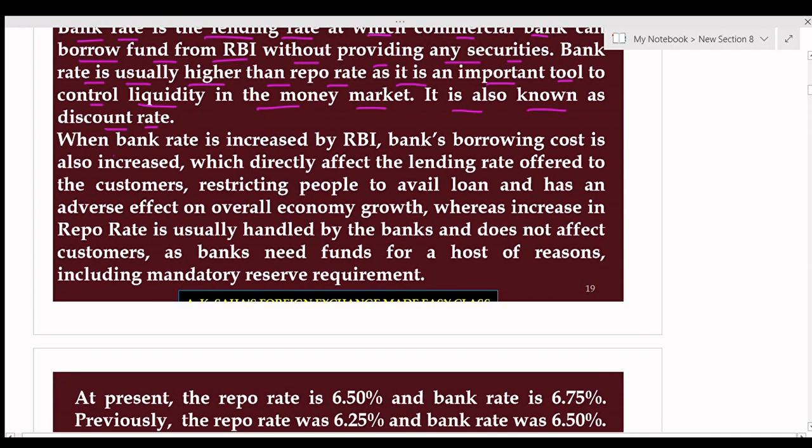When bank rate is increased by RBI, banks' borrowing cost is also increased, which directly affects the lending rate offered to the customers, restricting people from availing loans and having an adverse effect on overall economic growth. Whereas an increase in repo rate is usually handled by the banks and does not affect customers, as banks need funds for a host of reasons, including mandatory reserve requirement.